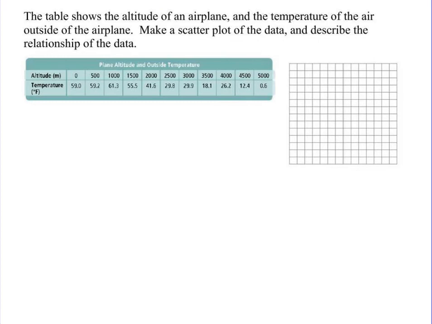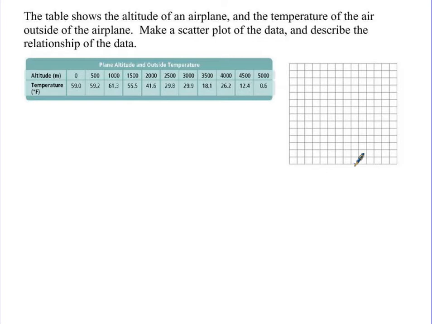All right, we're going to get some practice drawing scatter plots now. Read the problem. It says the table shows an altitude of a plane and the temperature of the air outside of the plane. Make a scatter plot of the data and describe the relationship of the data. Okay, so we just basically want to plot all these points, which means we need to come up with a scale. And we need to figure out what's going to go on the x-axis and the y-axis. And we need to figure out where our origin is going to go.